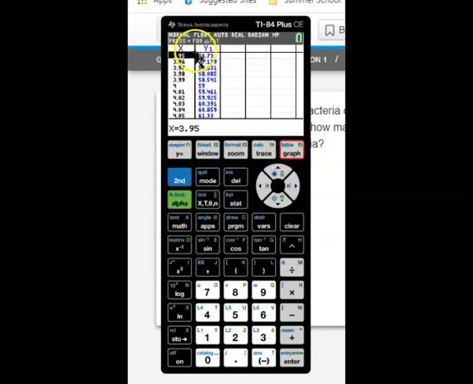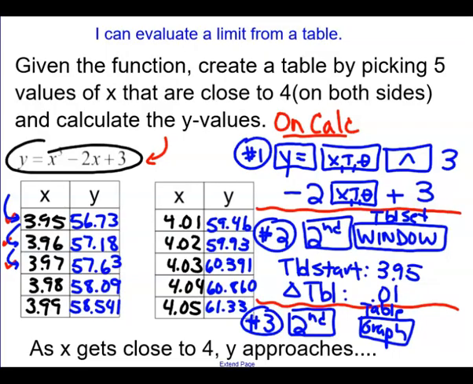Okay. And now notice these are all the values that are above 4 and below 4. So we'll write those down. Okay, so I just filled in the values that we got on our calculator, and we're going to look at what happens as x approaches 4. You can see as x approaches 4, this seems to be getting closer to 59.